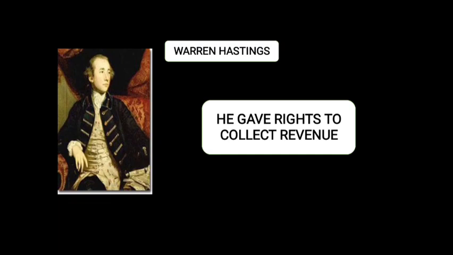And at the time when Warren Hastings was the Governor General of India, he gave rights to collect revenue from the people. But when this was introduced, it was not successful. Why? Because the tax collectors collected more money, and it did not benefit the British. So this did not work out, and they introduced various kinds of schemes, or settlements. We will look into it one by one.